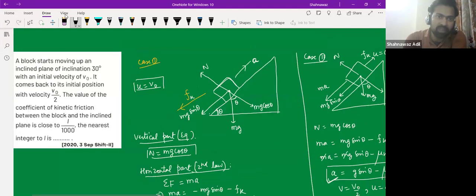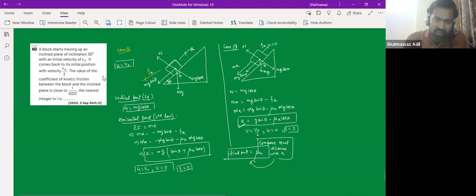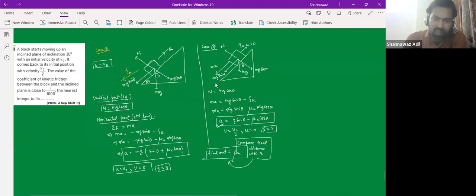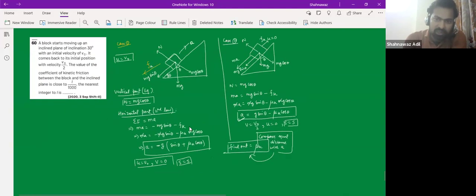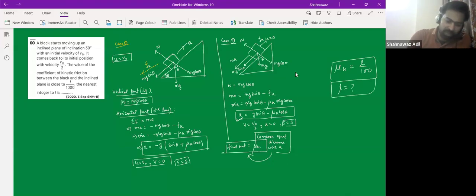I have written everything. You guys solve. In the meanwhile, I will have my iftar, and I'll be back in 10 minutes. So please solve this one. Every information you need, I have written it down. Please go through these, calculate, and find out what is mu k. Compare it with L by 1000, so you will get the value of L. So calculate this thing, guys. I'll be back. One moment.